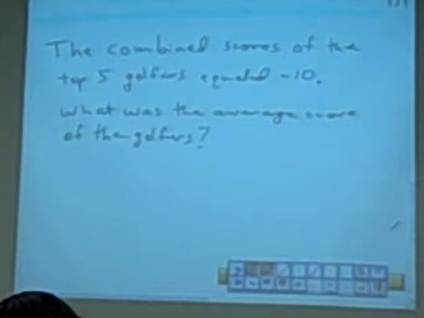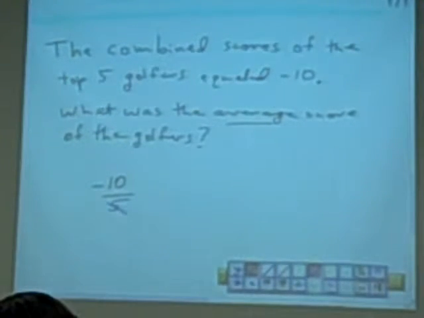So we're saying that the combined score, or the sum of all the golfers, came out to be a negative 10. Okay, so how would we write this out? Negative 10, right, very good, over 5. Because we want an average, right? Okay, so we know that 5 can go into negative 10, and that gives us negative 2 over 1.